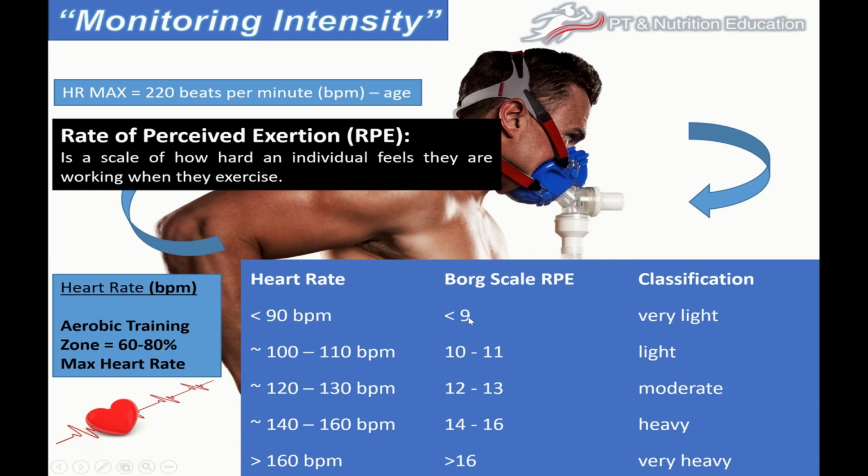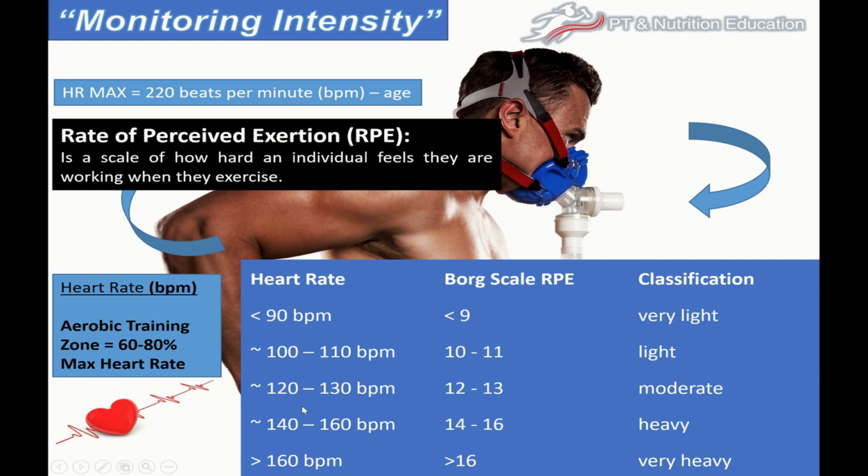So really what we should be seeing if someone's using the Borg scale effectively is that if they are on a scale of 9 or below, so between 6 and 9, then their heart rate should be around 90 beats per minute. If they're at 10 and 11, then it's between 100 and 110 beats per minute. 12 and 13, 120 to 130.